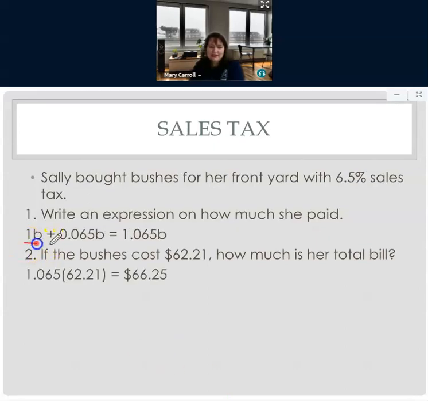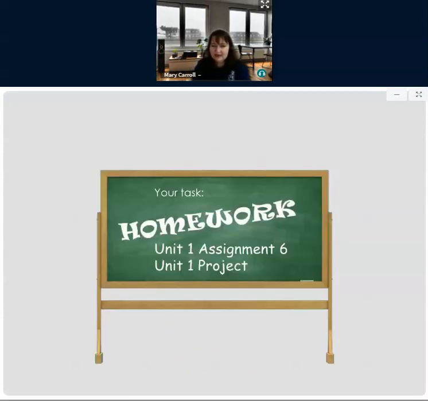Alrighty, so this time I used the letter B because of bushes. Just something I did. You can use any letter. I have 1, and then it is an increase because sales tax is added on to the amount. So my total would be 1.065 times the total, which is B, of my bushes. I substitute that in for the 62.21, and I get $66.25. Hopefully you got that.